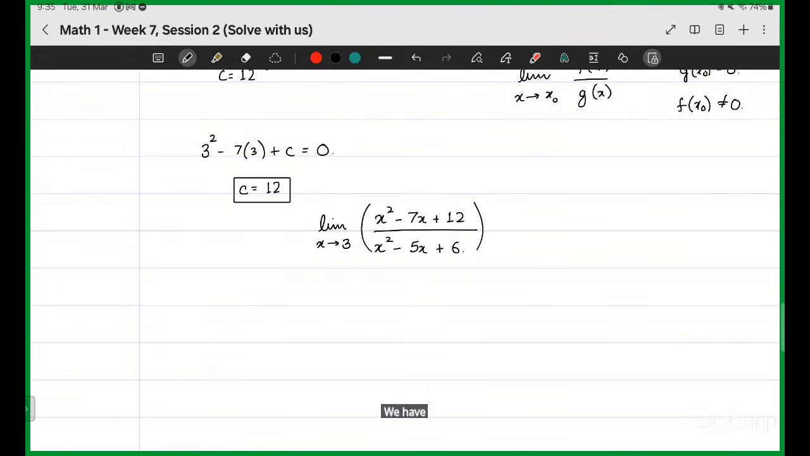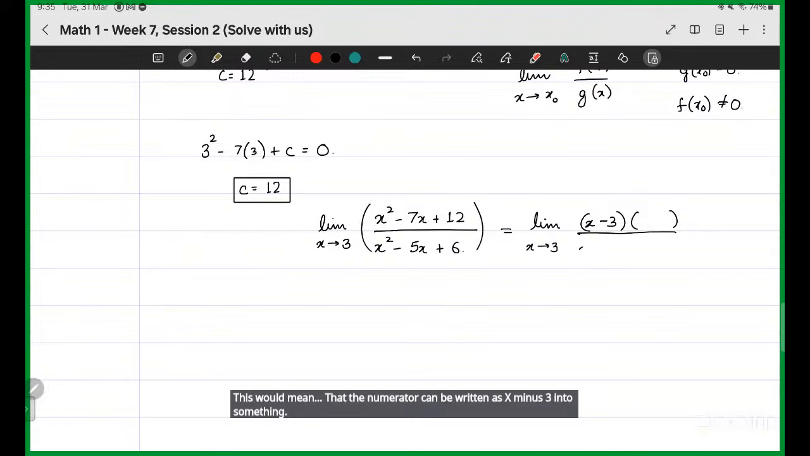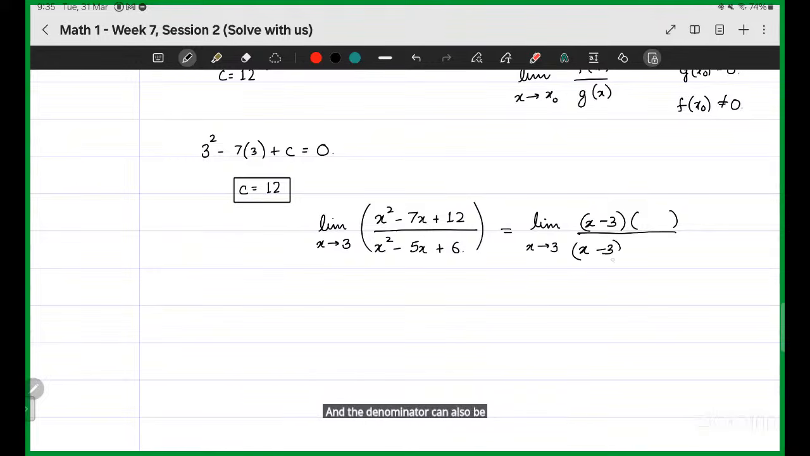We have chosen the value of c such that f of 3 is equal to 0 and g of 3 is equal to 0. I'm writing this as f by g. But what does a polynomial equal to 0 mean? This would mean that the numerator can be written as x minus 3 into something, and the denominator can also be written as x minus 3 into something.